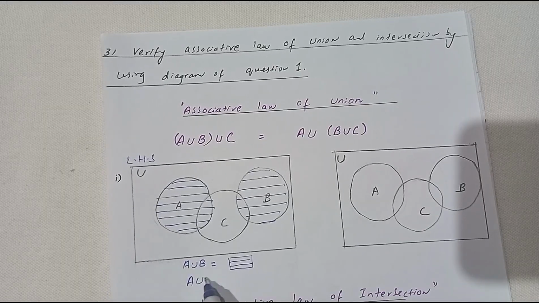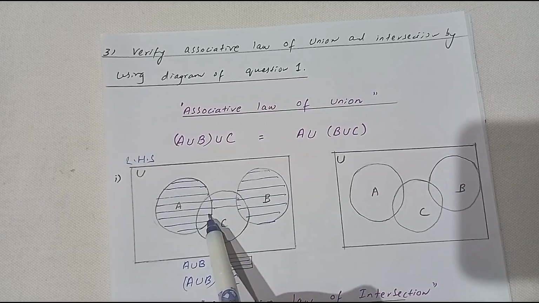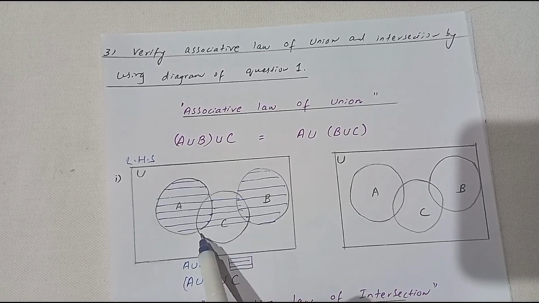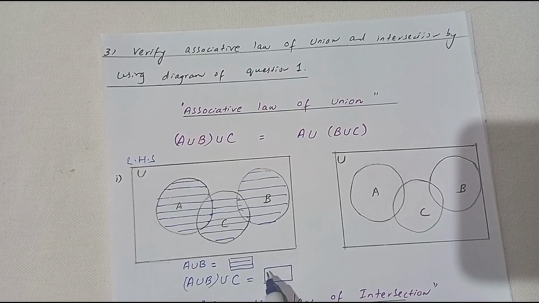Now A union B union C means all area of A, B and C, so we shade C also with horizontal lines like this. So it means that A union B union C shading is all the horizontal area of the Venn diagram. So we are done with the left hand side shading.